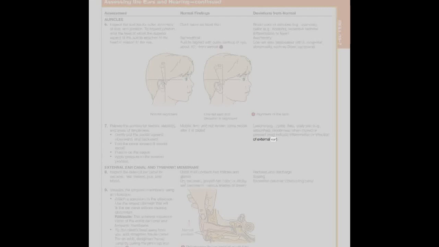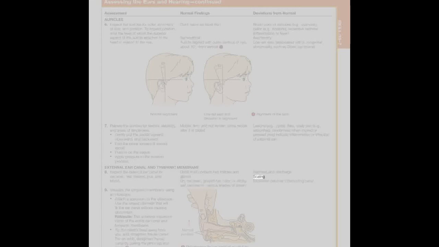External ear canal and tympanic membrane. 8. Inspect the external ear canal for cerumen, skin lesions, pus, and blood. Distal third contains hair follicles and glands. Dry cerumen, grayish tan color, or sticky, wet cerumen in various shades of brown.